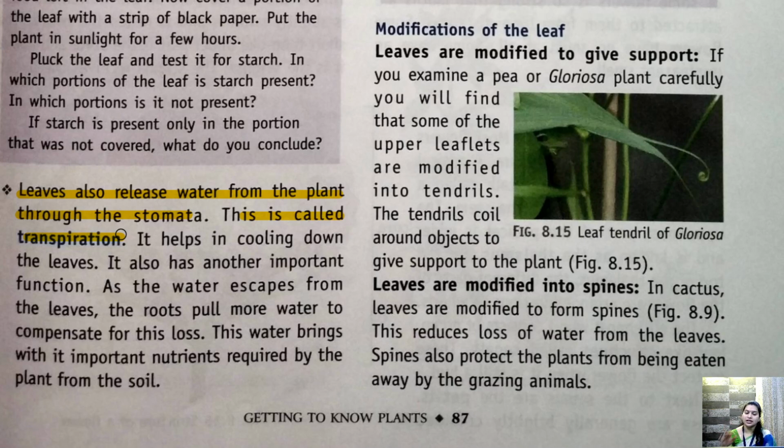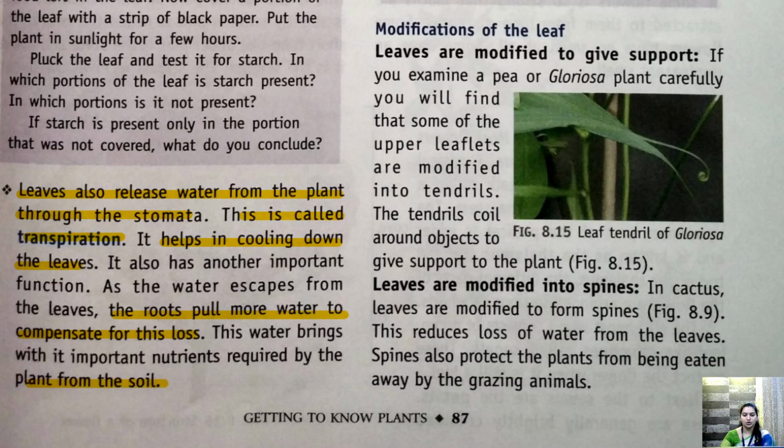Isn't it? Similarly, in case of plants also, in case of leaf also, what happens? It helps in cooling down the leaf. वो लीफ के टेम्परेचर को मेंटेन करता है. It also has another important function. As the water escapes from the leaf, the root pull more water to compensate from this loss. Okay, this water brings with it important nutrients required by the plants from the soil.